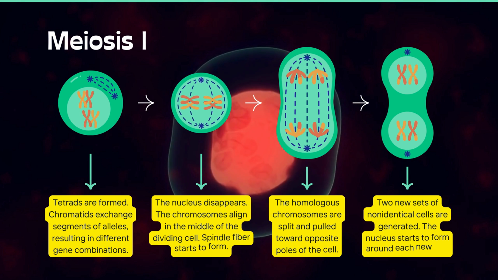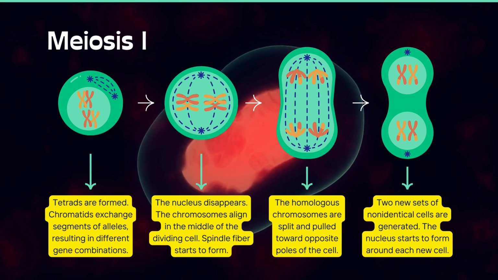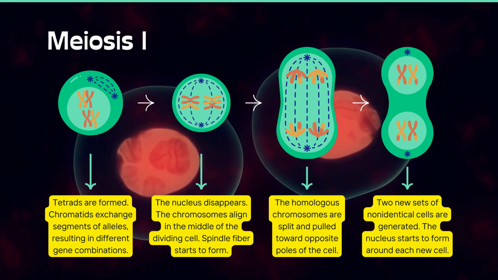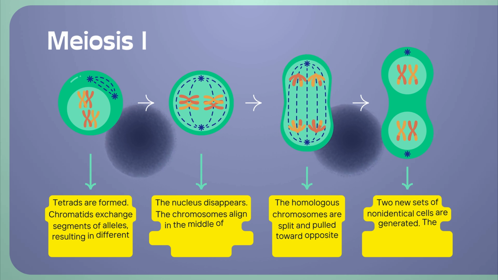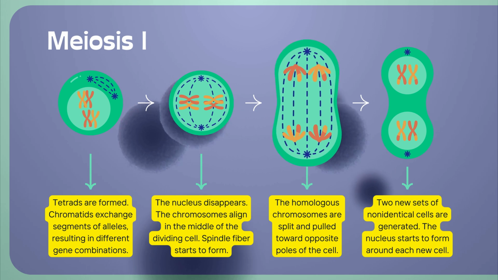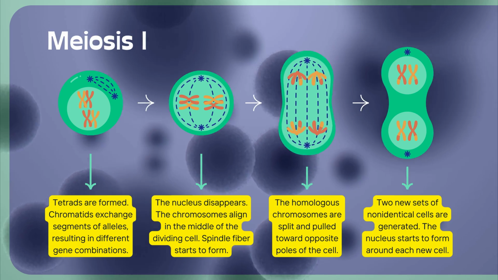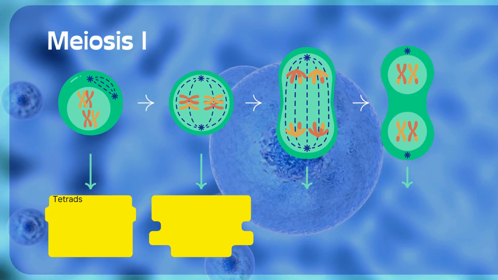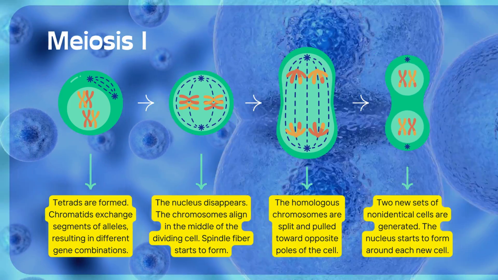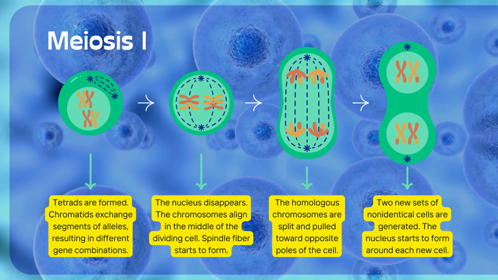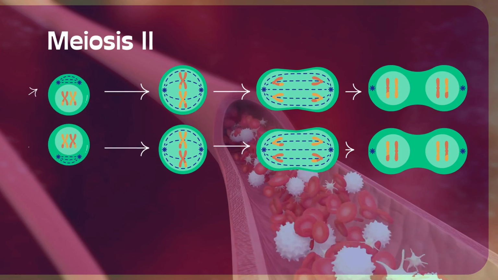In the second step of meiosis 1, the nucleus disappears. The chromosomes align in the middle of the dividing cell, and spindle fibers start to form. In the third step of meiosis 1, the homologous chromosomes are split and pulled toward opposite poles of the cell. In the fourth step of meiosis 1, two new sets of non-identical cells are generated. The nucleus starts to form around each new cell.